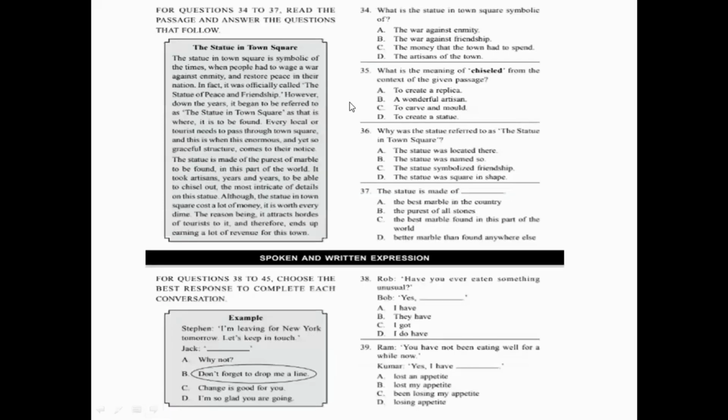For questions 34 to 37, read the passage and answer the questions that follow. The statue in town square. The statue in town square is symbolic of the times when people had to wage a war against enmity and restore peace in their nation. In fact, it was officially called the Statue of Peace and Friendship. However, down the years, it began to be referred to as the statue in town square, as that is where it is to be found.